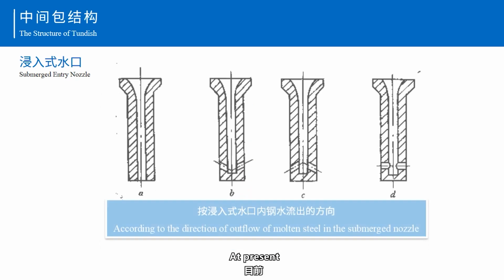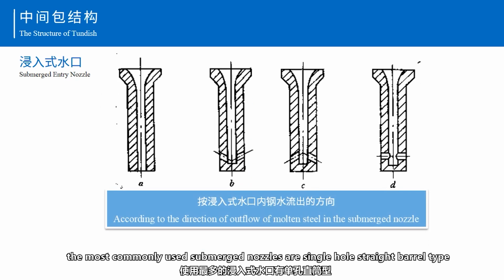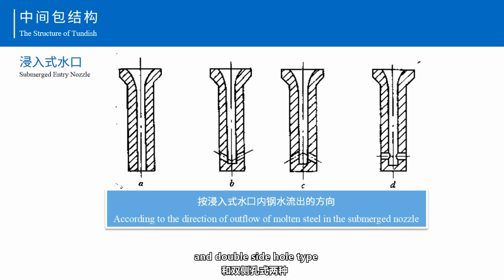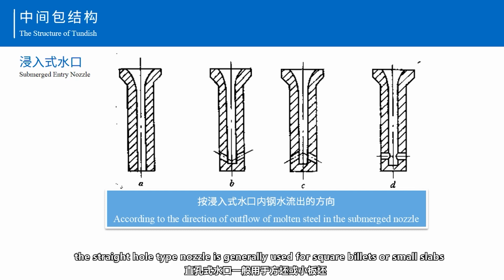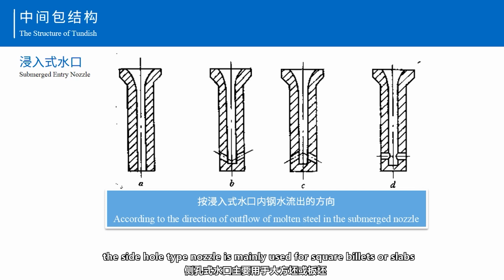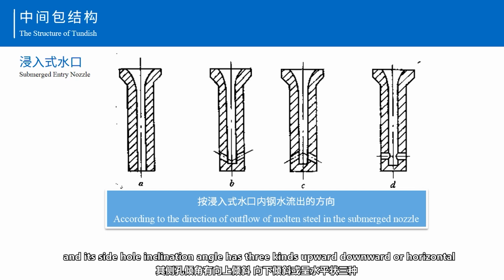At present, the most commonly used submerged nozzles are single-hole straight barrel type and double-side hole type, as shown in the figure. The straight hole type nozzle is generally used for square billet or small slabs. The side hole type nozzle is mainly used for square billets and slabs. A side hole inclination angle has three options: upwards, downwards, or horizontal.